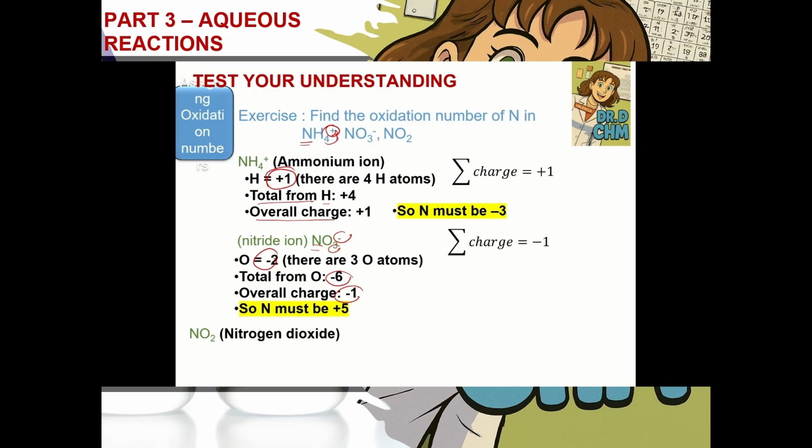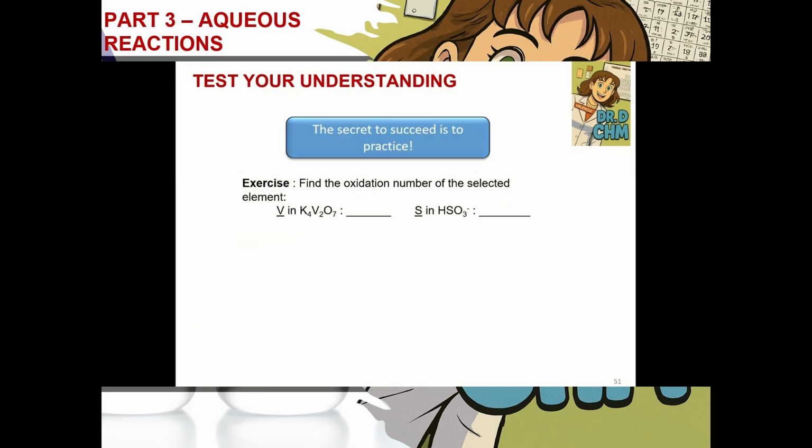Nitrogen dioxide. So we have the sum of charges 0. The oxygen is -2, so it will be -4 because I have a 2. 2 times -2 is -4. The overall charge must be 0. So the oxidation number of nitrogen will be +4. Good? Okay, we have some cases where we really need to write down an equation, like in this one.